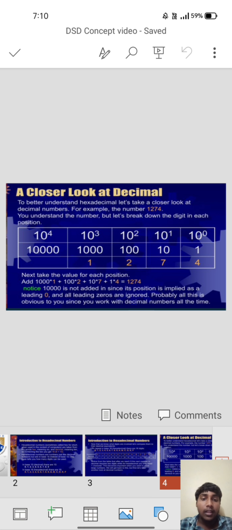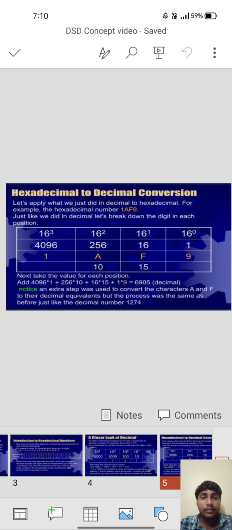Notice 1000 is not added in since its position is implied as a leading zero, and all leading zeros are ignored. Probably all this is obvious to you since you work with decimal numbers all the time.